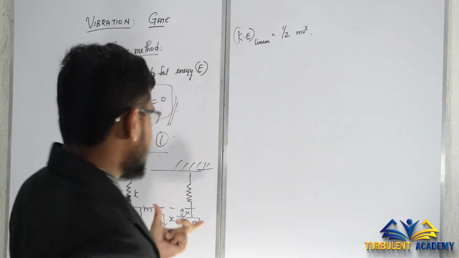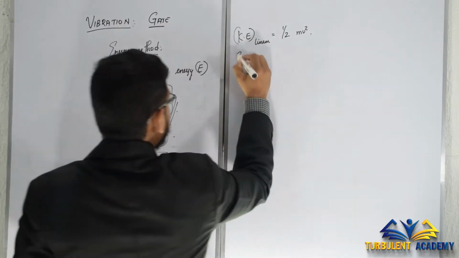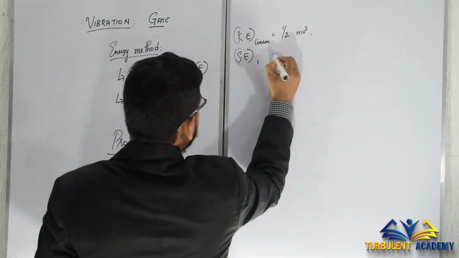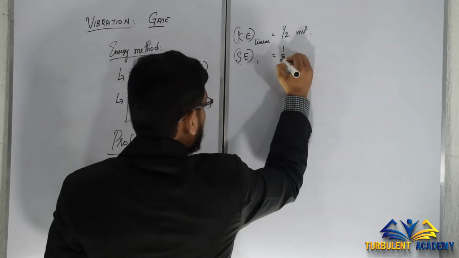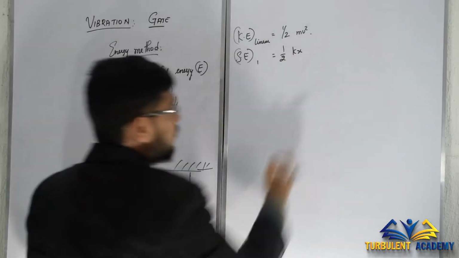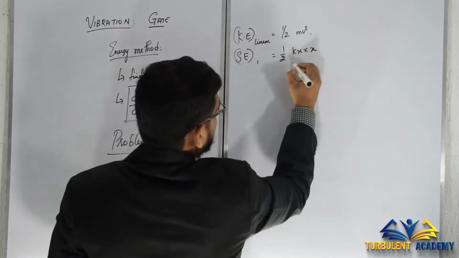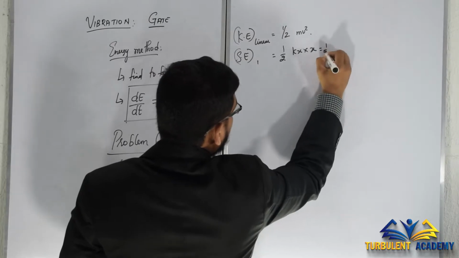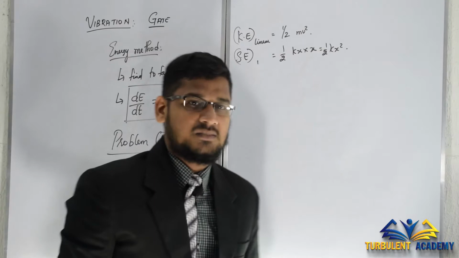Fine, very easy. Next, the energy is the potential energy of the spring. We have only one spring, so spring energy is equal to force, which is kx, into distance. So it's going to be half kx squared. So this is the spring energy.